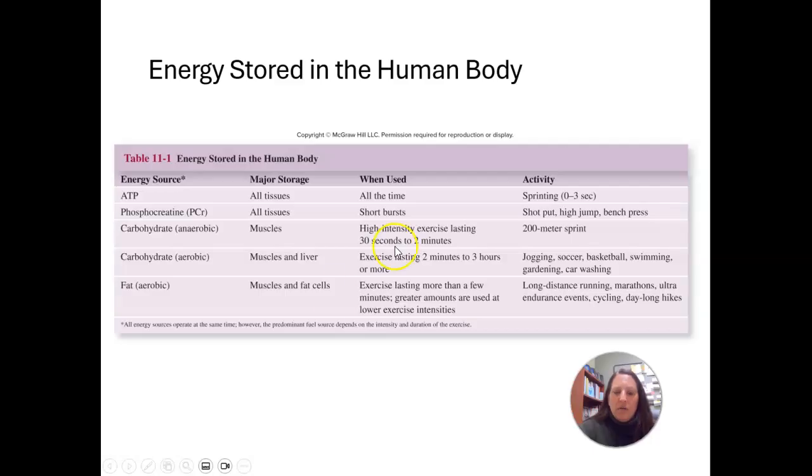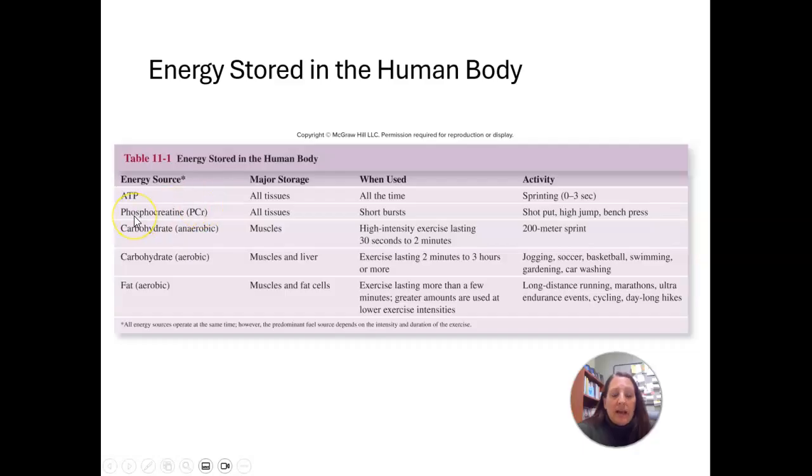Okay, so how long? So here it is. Again, the energy source that your cells can use directly is called adenosine triphosphate, or ATP. You will find it in all tissues all the time. It is going to be used all the time, but again, there is a limited amount. Not a large amount is stored in those cells, and so you can run out very quickly. There's enough for about 0 to 3 seconds of activity, so sprinting, for example. And then you run out, and your body has to turn to other sources.